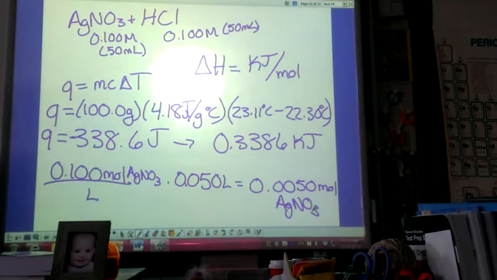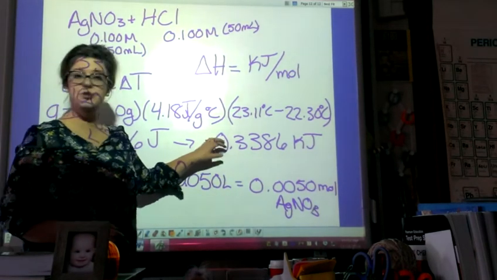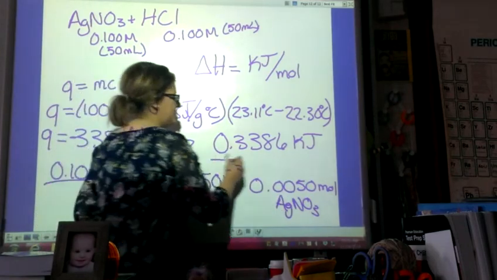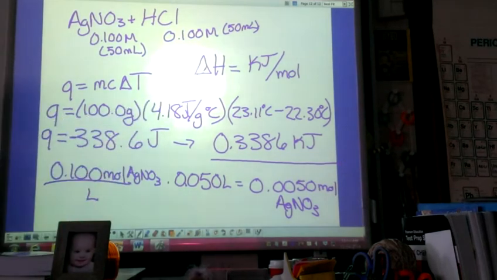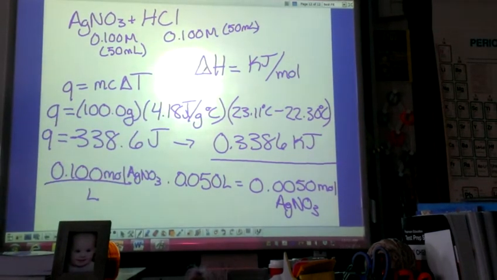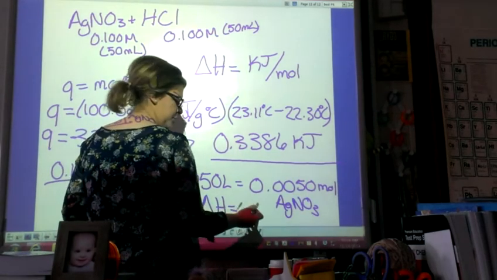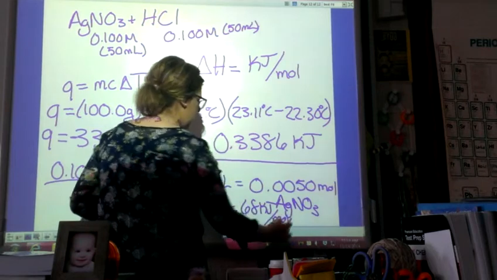So now that I have the energy part, I now have the mole part of silver nitrate. If I divide these two numbers, then I'm going to get my change in enthalpy for this particular reaction. If we do that, we should get around 68. So delta H should be around negative 68 kilojoules per mole, okay?